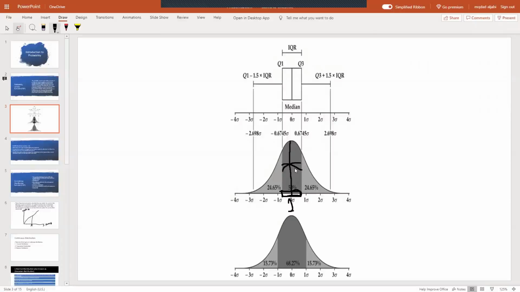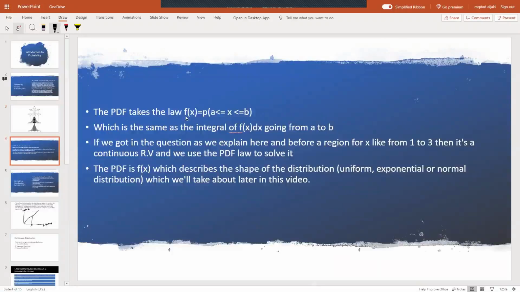Here in the PDF, the probability equals the integral of the area. So the area under the graph equals exactly 1 unit, so the probability also equals 1. The probability equals the area. The law of the PDF: the probability of x being bigger or equal to a and less or equal to b equals the integral of f(x) dx going from a to b.